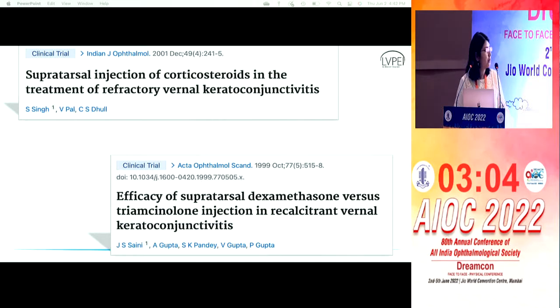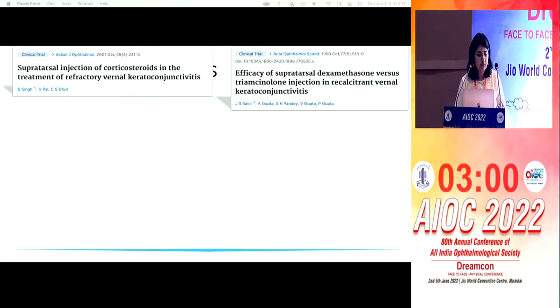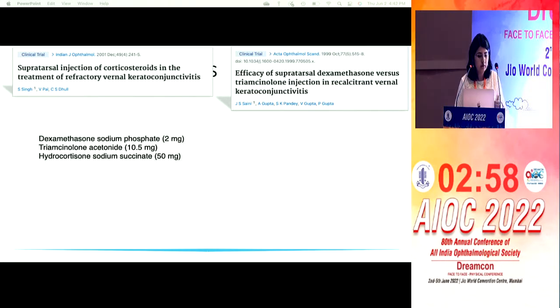So a little bit more about supratarsal steroids. Several studies have shown that all 3 drugs have a very similar onset of action, and within 3 weeks there is resolution of the shield ulcers that is seen.